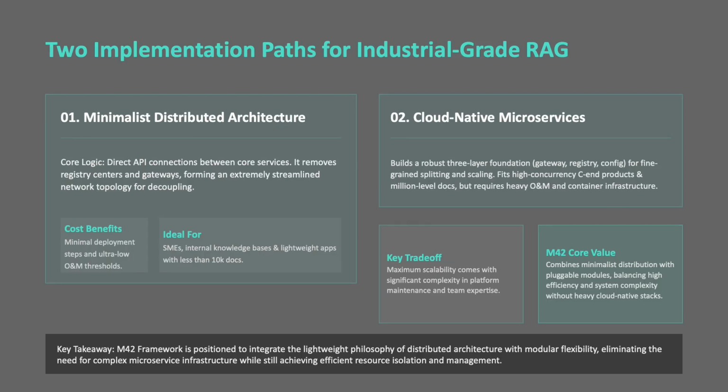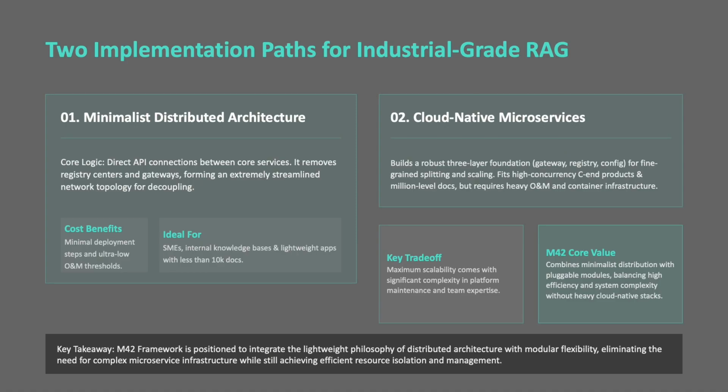Now, let's cover the 2 mainstream ways teams build industrial RAG architectures, and then explain where our M42 framework fits in. Option 1. Cloud-native microservices architecture. This builds a full 3-layer foundation with gateways, service registries, and centralized config management. You split every component into tiny independent microservices that scale separately. It works great for consumer-facing products, with millions of documents and sky-high concurrent traffic. But the trade-off is massive operational overhead. You need a big engineering team that knows container orchestration inside out to maintain this complex stack.